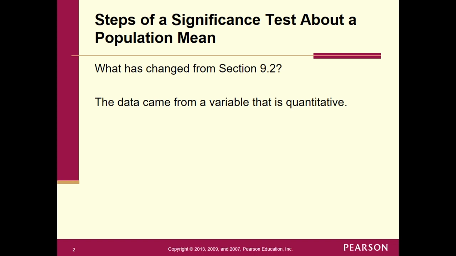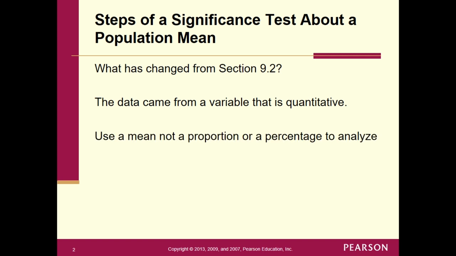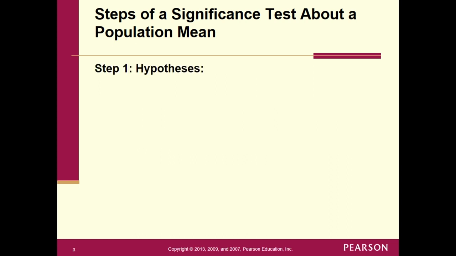So when you have categorical data, how are you going to analyze that? Proportion, percentage, right? How are you going to analyze quantitative data? Means, right? So that's why we're switching over to mu. And that's what I said there in basically line number 3. Okay. So let's go through the 5 steps.